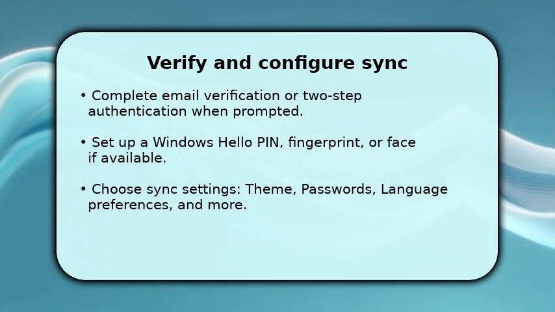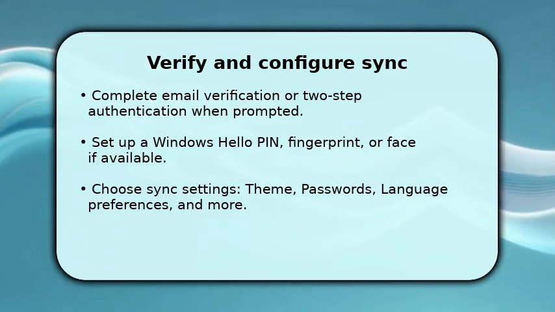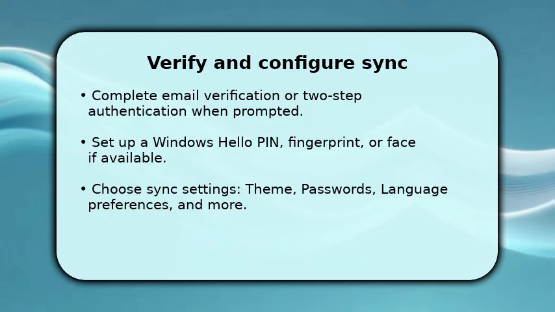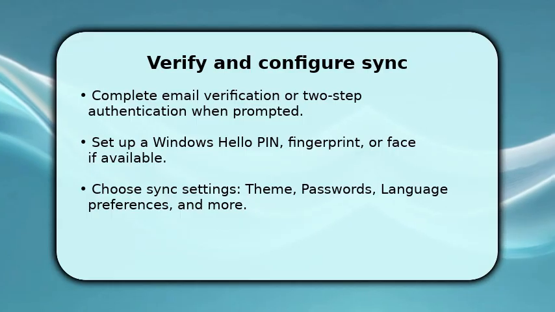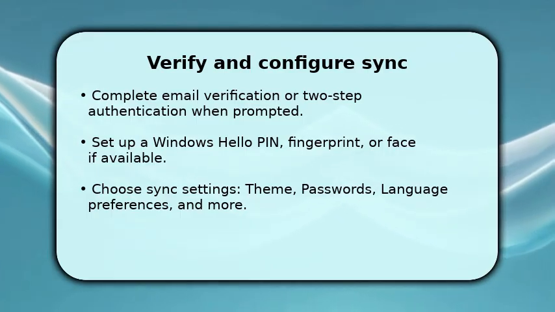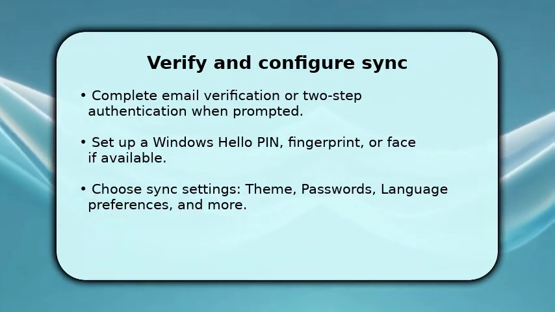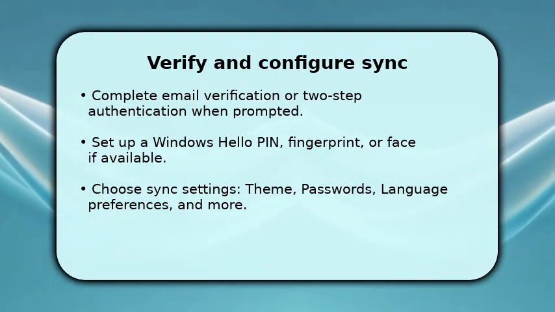Then go to Settings account, sync your settings, and toggle which items to sync. Choose themes, passwords, language preferences, and other data you want mirrored across devices. Make sure OneDrive is enabled if you want desktop, documents, and pictures backed up automatically.